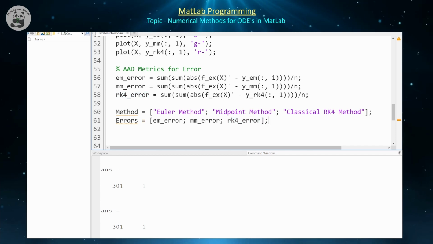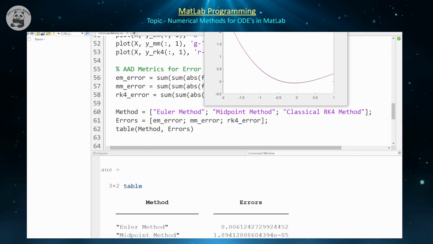Now when making tables, keep in mind these have to have the same number of rows, same number of columns, and then once we have that, then we can just do a table with method as the titles and errors underneath that. No semicolon after that because we actually want to see that. So let's just give this a run and see what we have.